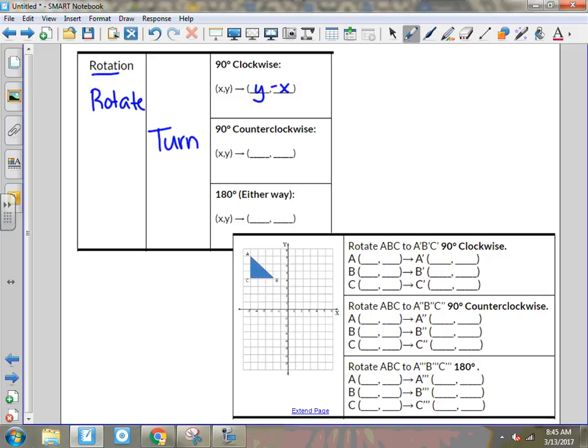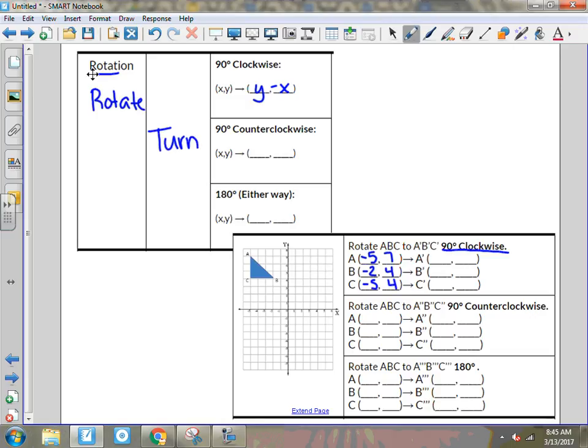So as I'm looking at my triangle in my example, it says to rotate it 90 degrees clockwise. So I'm going to go ahead and use that rule. Well, first, let's go ahead and just write down what A, B, and C are. A is at (-5, 7). B is at (-2, 4). And C is at (-5, 4).